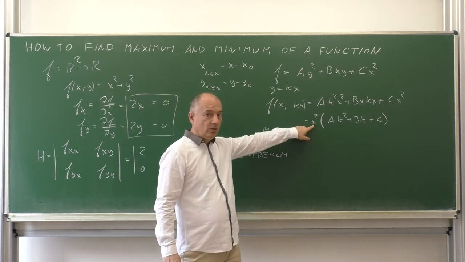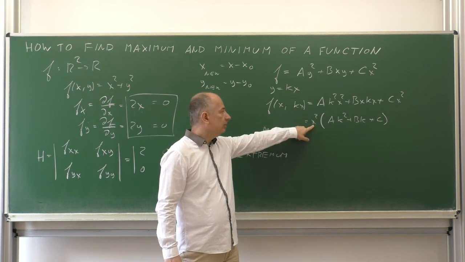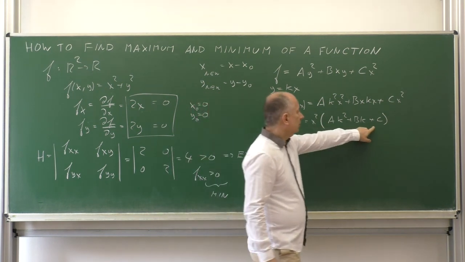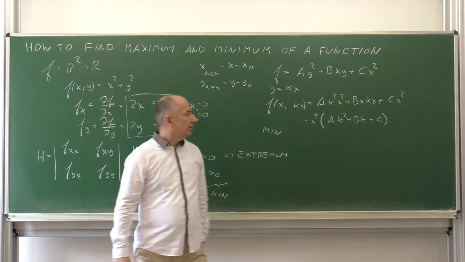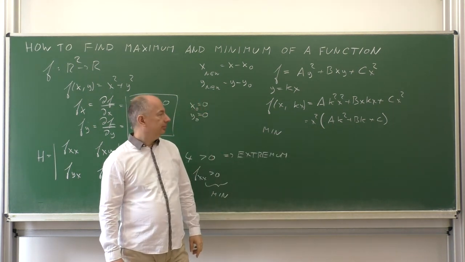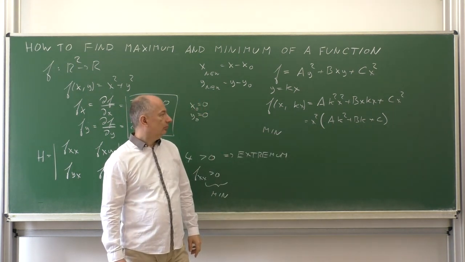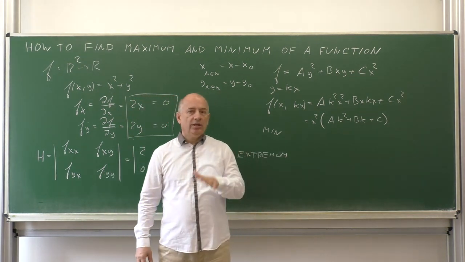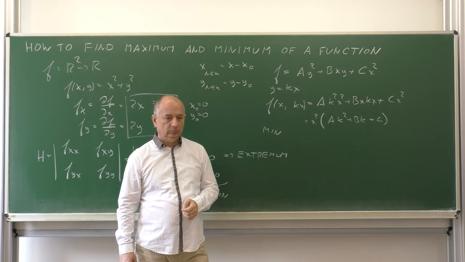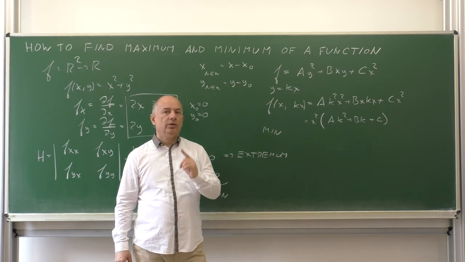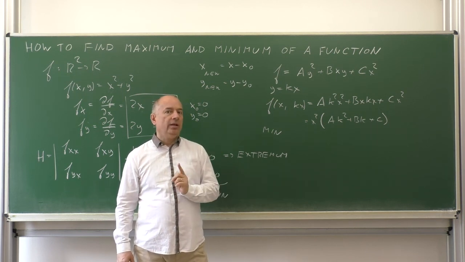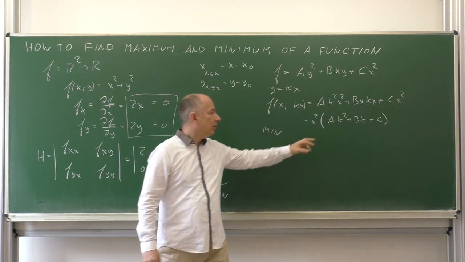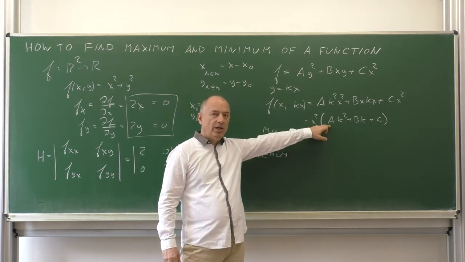Well, this will go up, this will increase, that's good, but we want also this bracket to be positive. Or if we want a maximum, we want this bracket to be negative. In all directions, for all k. So we don't want this bracket to change its sign.